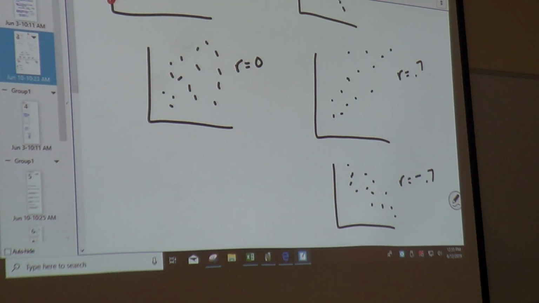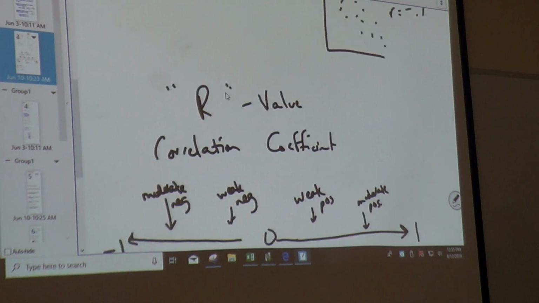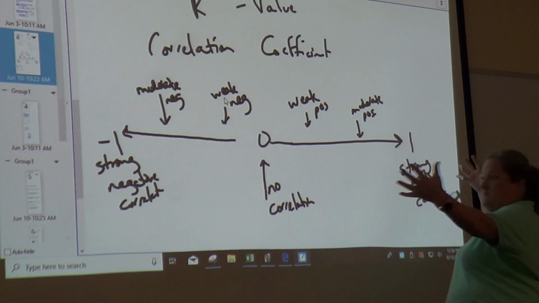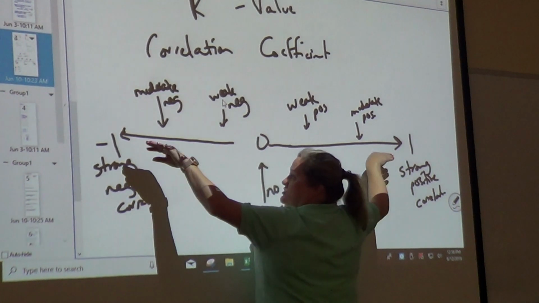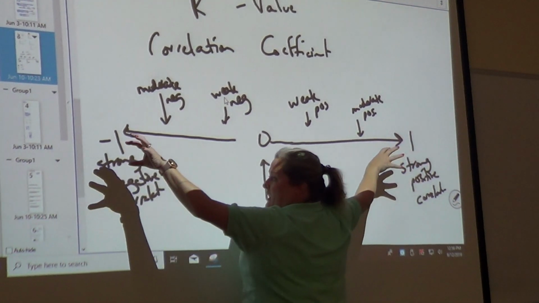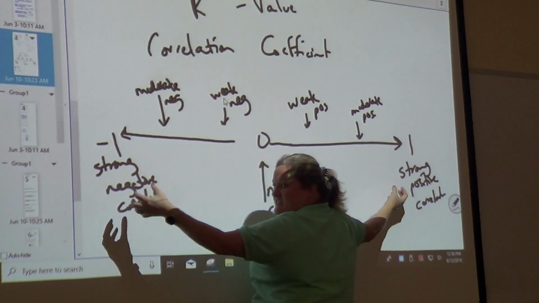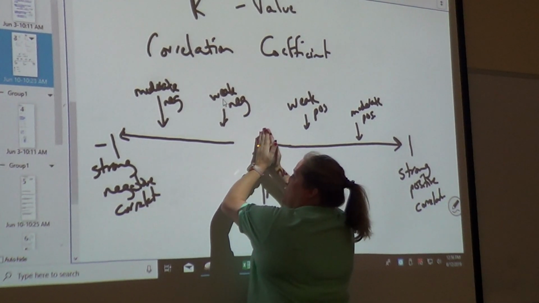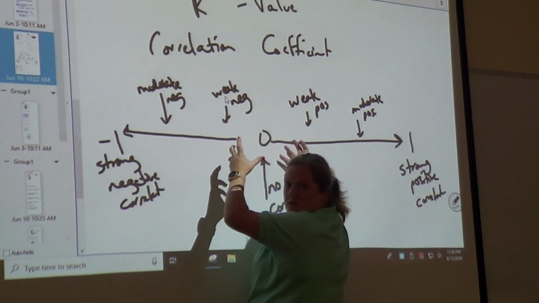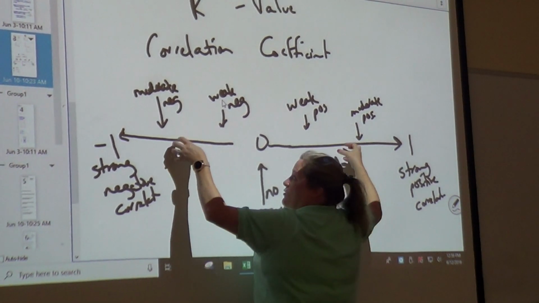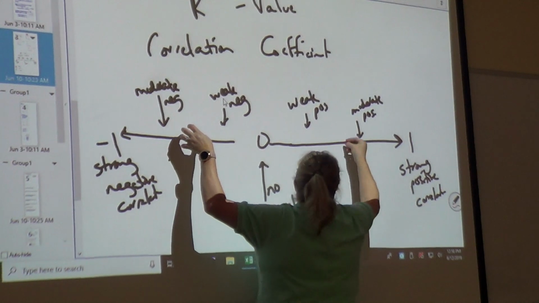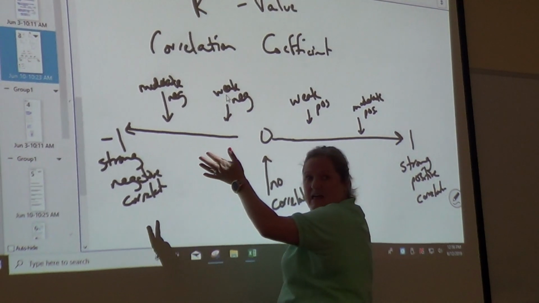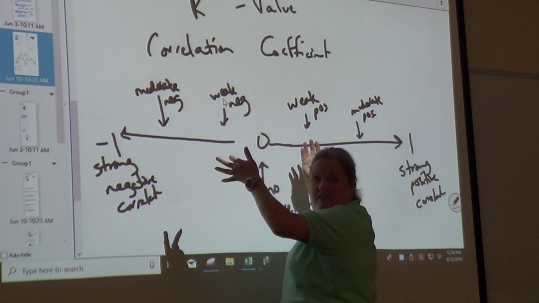So when we look at the R values, we do it on a scale of -1 to 1. The closer you are to 1 or -1, the stronger it is, the more linear it is. The closer you are to 0, the more it doesn't look like anything. And if it's in the middle, like 0.50 or -0.50, it kind of looks like a line uphill or kind of looks like a line downhill.